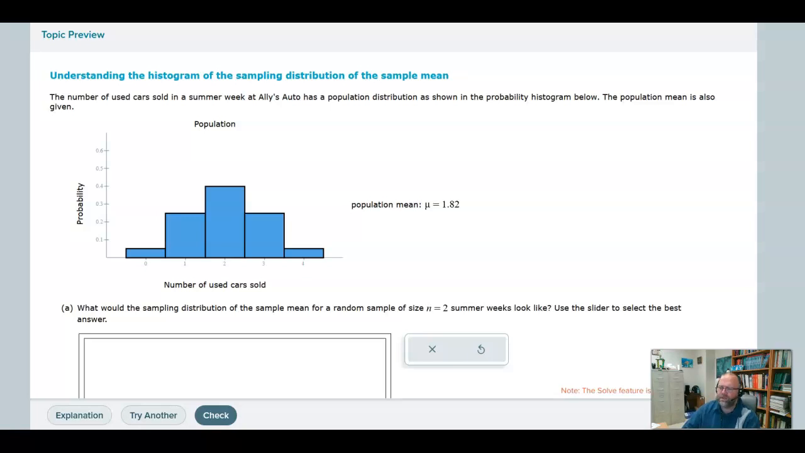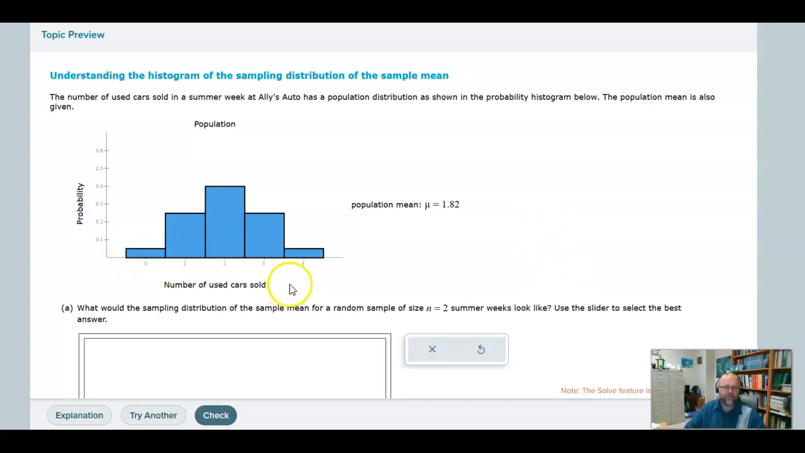Hi, this is Mr. Beckstrom, and we're going to be talking about the Section 7.3 objectives, and this is specifically understanding the histogram of the sampling distribution of the sample mean. So a lot of words, but basically what this does, it allows us to find a mean and a standard deviation when we're talking about a distribution of sampling means. That means if we take a group, instead of just one person, we can convert both the mean and the standard deviation to allow for more than just one individual or object of our data set.